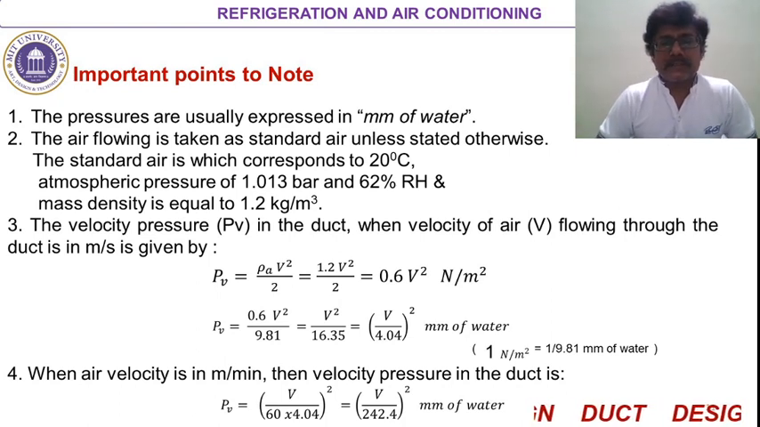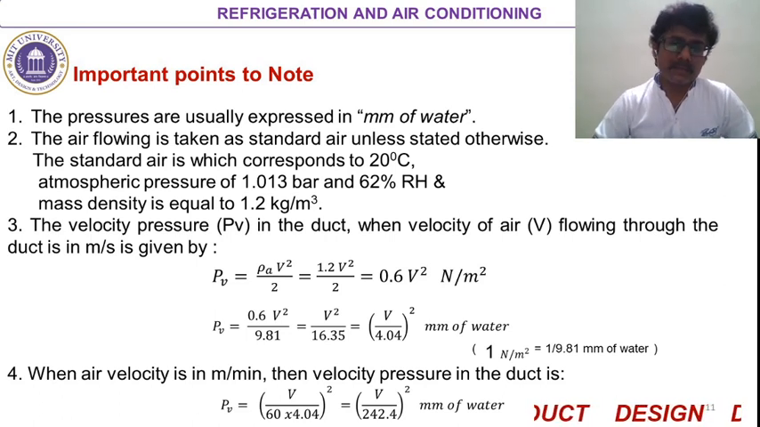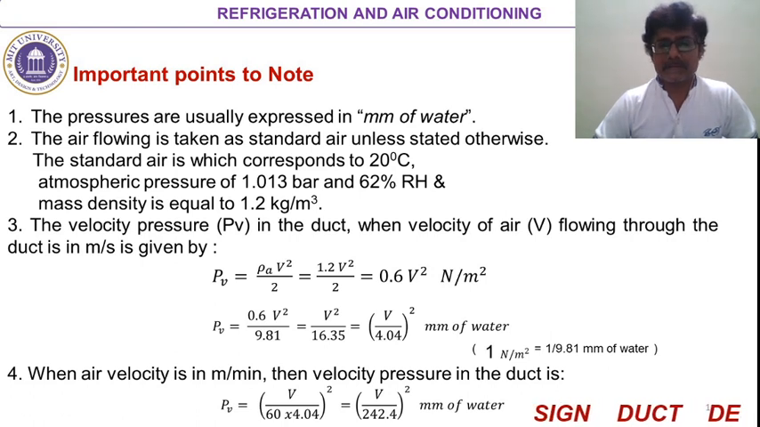Some of the important points that we should know to carry out the mathematical analysis for the ducts, or to calculate the various dimensional and operating parameters in the duct design, are of prime importance and we should remember them. The pressures in the ducts are normally expressed in millimeter of water, and when the air is flowing through the duct, it is considered as standard air unless otherwise stated. By default it is considered to be standard air.